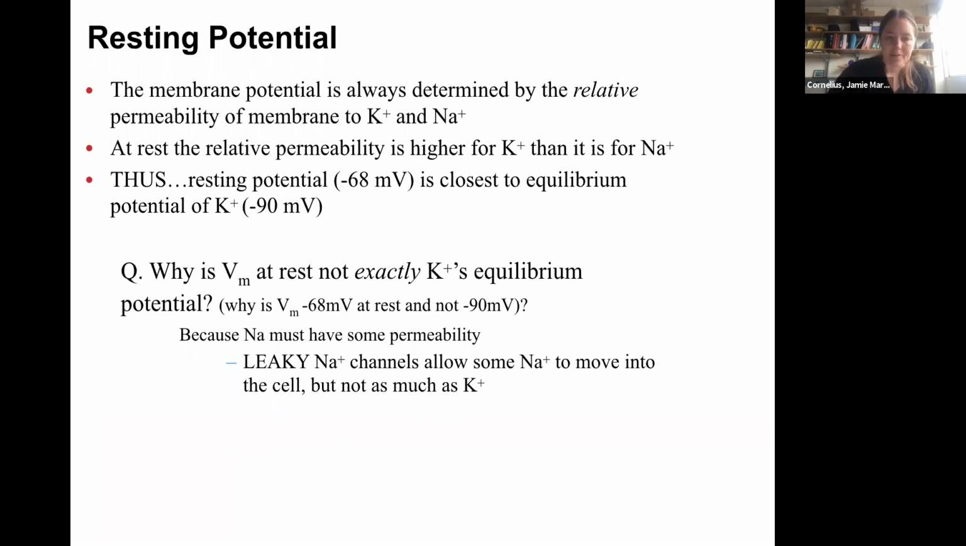The answer is essentially that sodium must have at least some permeability. That's the only way it can become more positive, is for sodium, potentially chloride, but again, we're thinking about cations here. For sodium to have some permeability, it can pull the potential a little more positive than the equilibrium potential for potassium. This is because there are leaky sodium channels that allow some sodium to move into the cell, but not as much sodium can move as potassium. And so then you end up at -68.